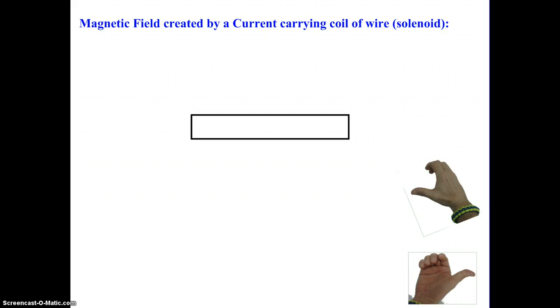In this video, we'll be discussing how to determine the magnitude and direction for the magnetic field created by a current-carrying coil of wire, which is also called a solenoid. Taking a look at the key pieces of information here, we have the magnetic field, B, created by a current, I, carrying coil of wire. And we'll talk more about the coil here in a second.